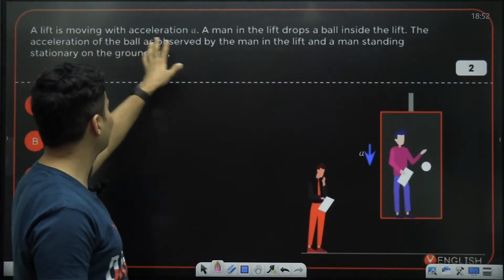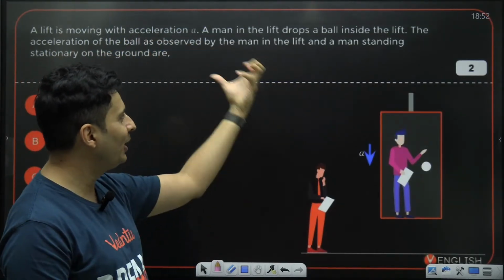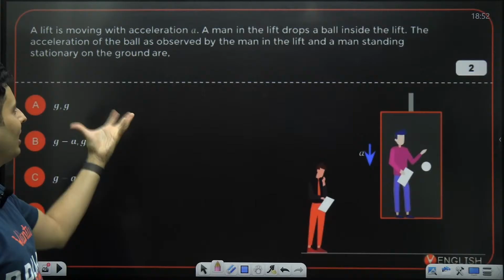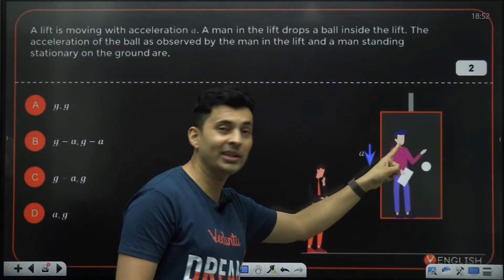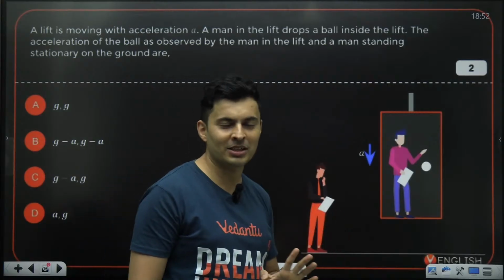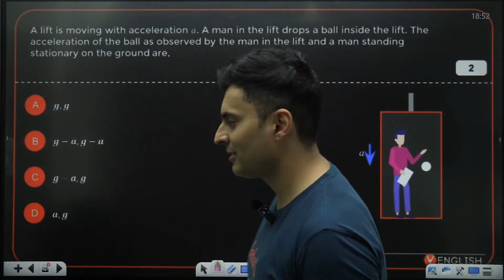Anyways, a lift is moving with acceleration. A man in the lift drops the ball inside the lift. What is the acceleration of the ball as observed by the man in the lift and a man standing outside on the ground? This guy is non-inertial. This guy is inertial. Very interesting question, guys. Let's see if you guys can answer this.